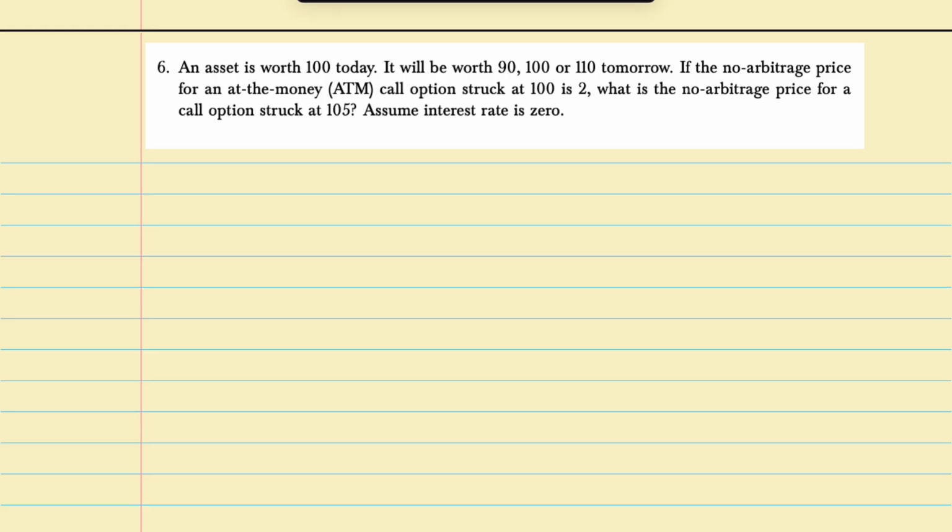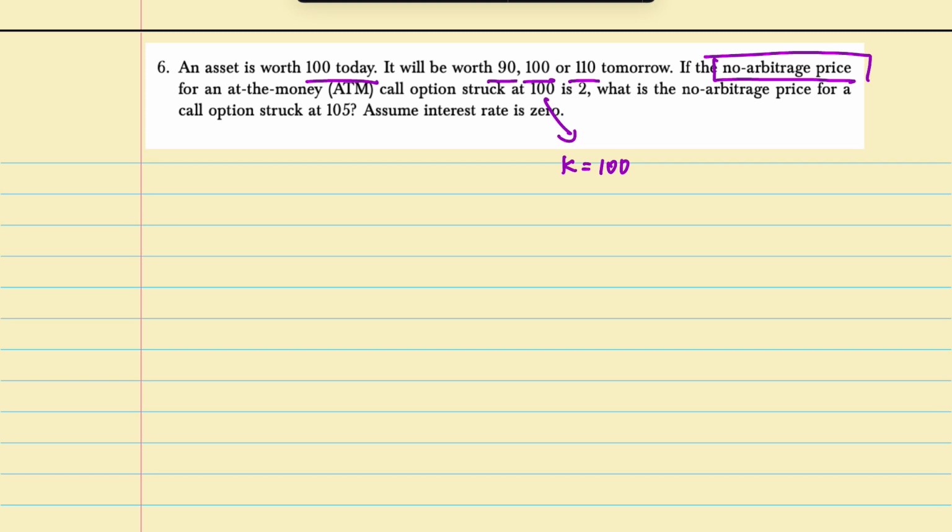An asset is worth 100 today, and then it will be worth 90, 100 or 110 tomorrow. So the keyword here is, if the no arbitrage price for an at the money call option struck at 100 is 2. So it means over here K is 100.